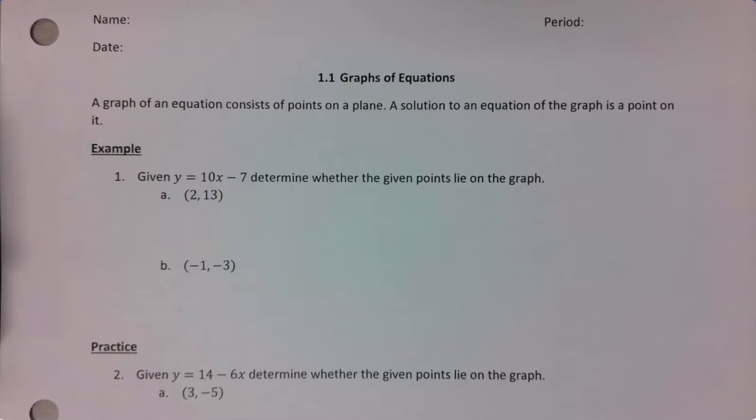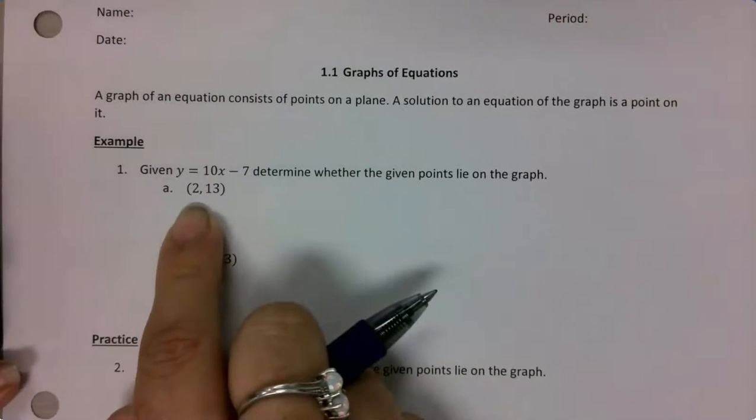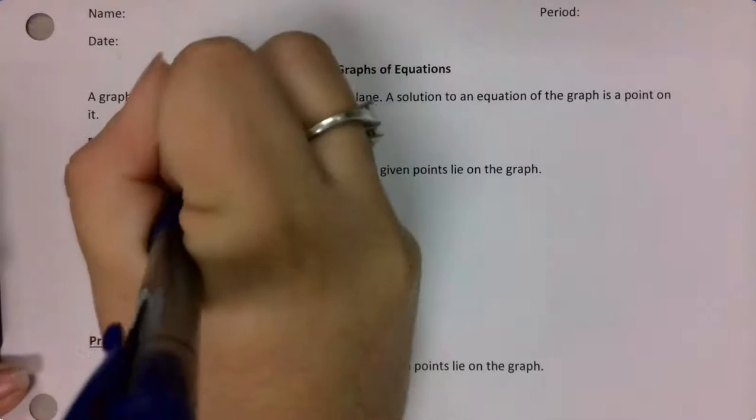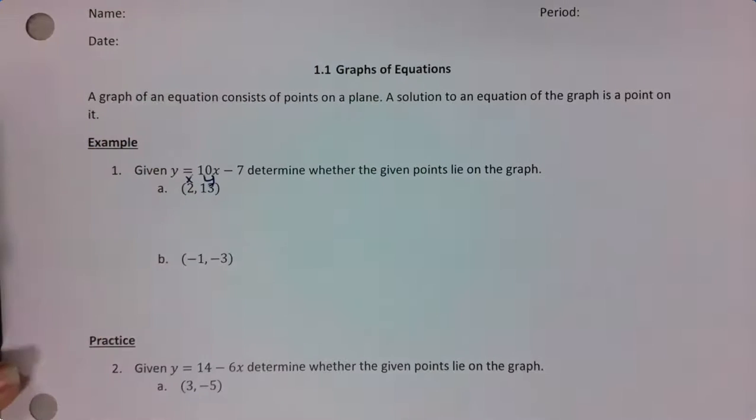Okay, so this chapter we're moving into graphs of equations. Remember, a graph of an equation consists of points on a plane, and a solution to an equation is a point on its graph. Number 1 gives me an equation of a line, and it wants me to determine if the points lie on the graph. Remember, coordinate pairs are always alphabetical. So this is x, y.